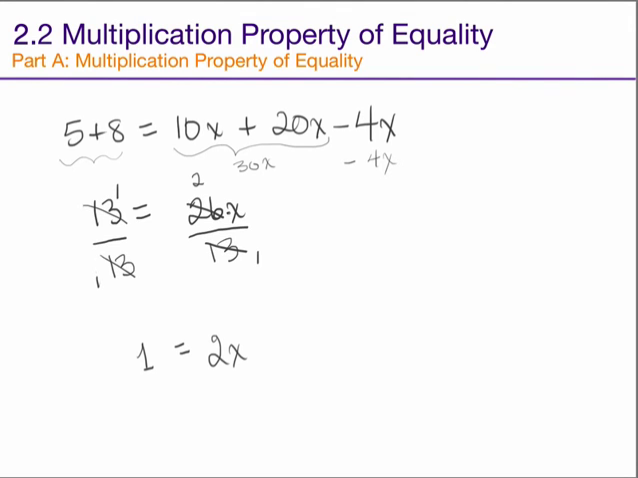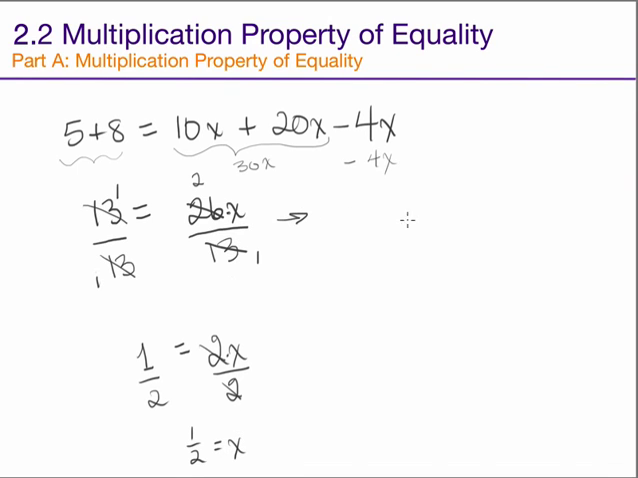I'm going to go back and show you how I would have done this. But notice that since I'm trying to isolate x, I can still remedy the situation by now just dividing both sides by 2. I get 1/2 equals x. That's what I was after.